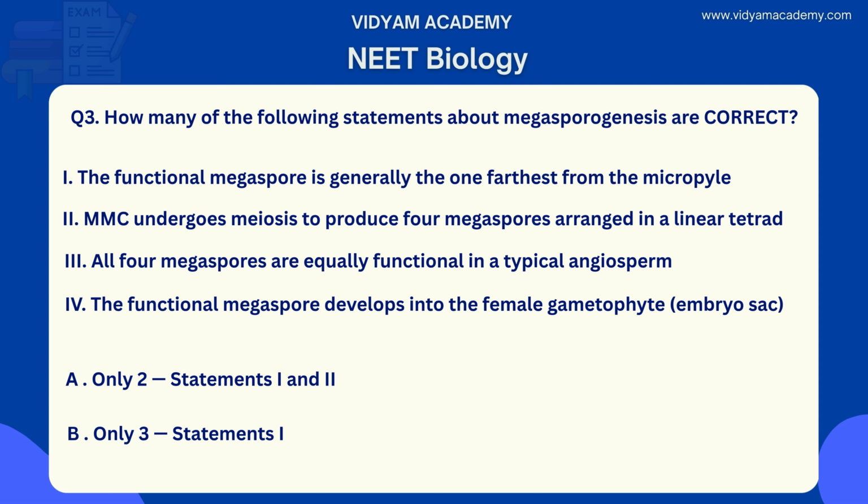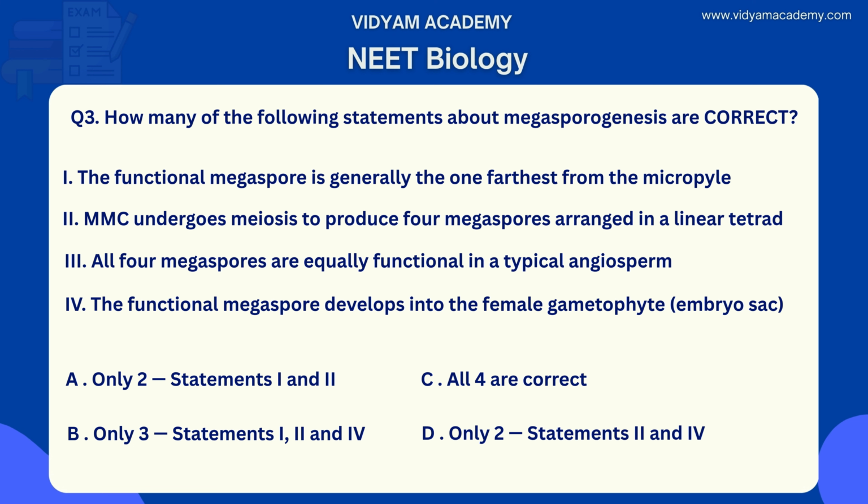Option B, only 3, statements 1, 2 and 4. Option C, all 4 are correct. Option D, statements 2 and 4 are correct. What is the right answer for this question? How many of the following statements about megasporogenesis are correct? Which are given below. Your time starts now.